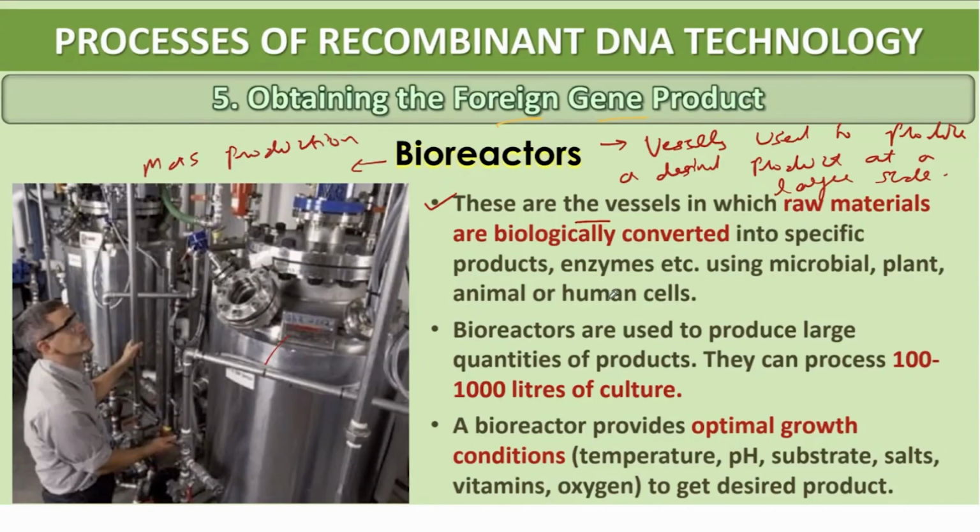So upon addition of the raw material, it is converted into products by the use of the bacteria or any living organism. The raw materials are converted to specific products. These bioreactors are used to produce large quantities of products. They can process about 100 to 1000 liters of culture. Again, I hope you are able to grasp the massiveness of these bioreactors, that they can hold up to 1000 liters of culture.